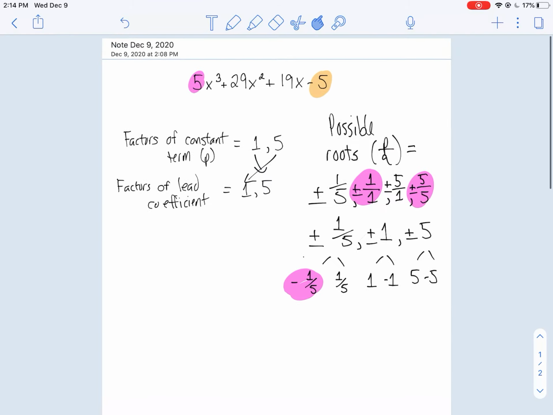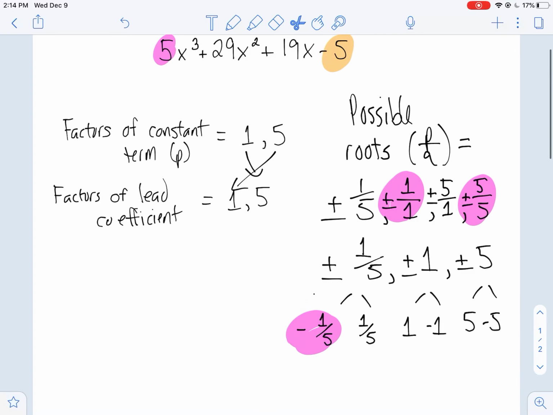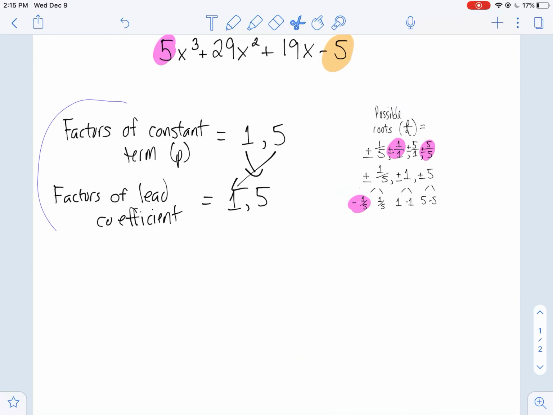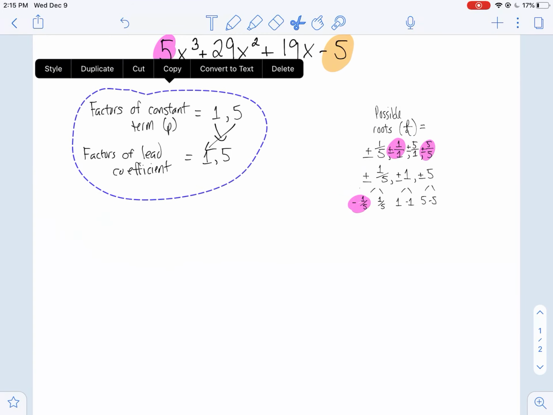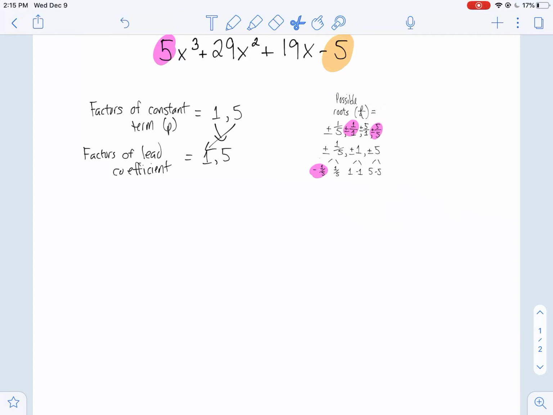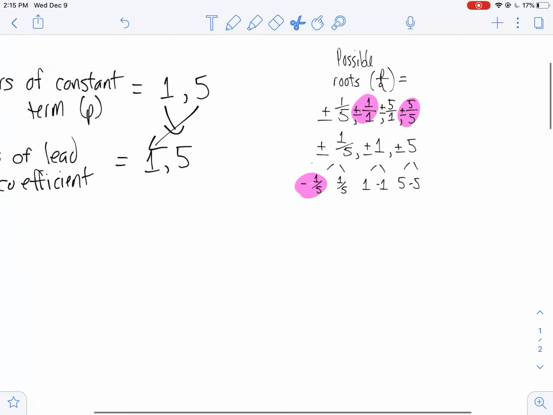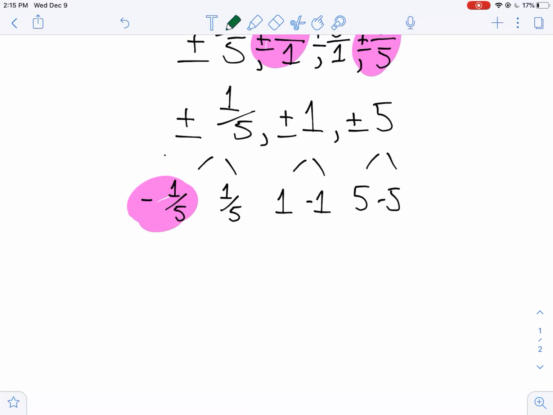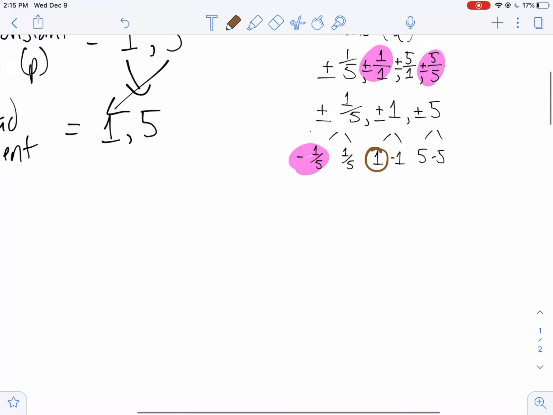One way you can do this is using synthetic division, which I'm going to show you. I'm just going to shrink down the stuff I did with my rational root theorem. Now I'm going to try one of these. I'm going to go with 1. You know why? Because it's easy. When possible, go with something easy. So I'm going to try 1 first.